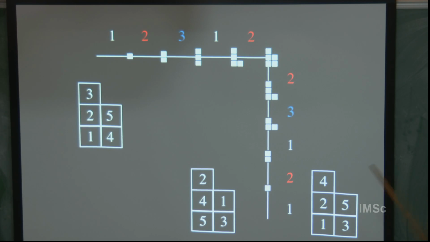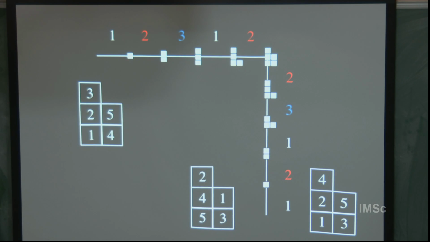This is a Q tableau. No, this is a P tableau. This is the Q tableau of RSK.